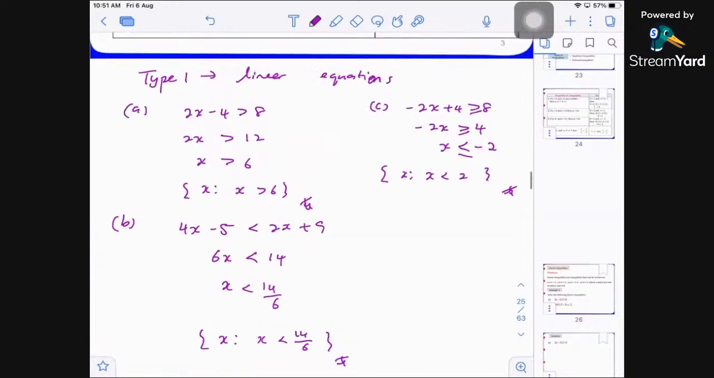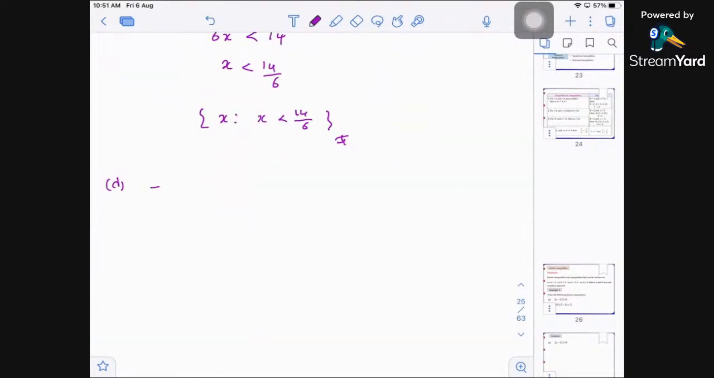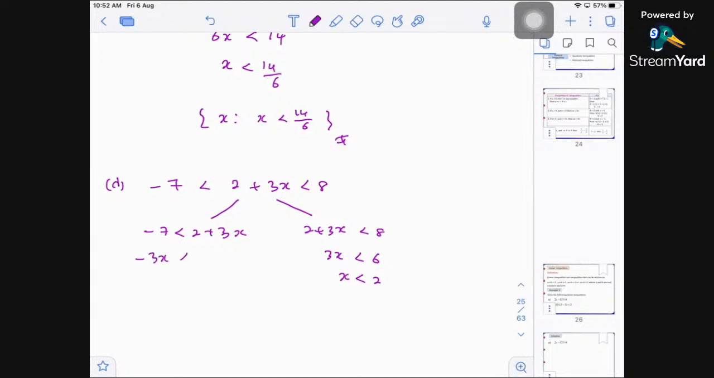Not yang kedua, extra one more example for the start question. Let's say they give you negative 7 less than 2 plus 3x, and 2 plus 3x less than 8. So from here, you can break this up into two parts, in between. So I can get negative 7 less than 2 plus 3x, and 2 plus 3x is less than 8. 3x is less than 6, x is less than 2. If I shift here, negative 3x is less than 9. Divide by negative, so dapat x greater than negative 3.